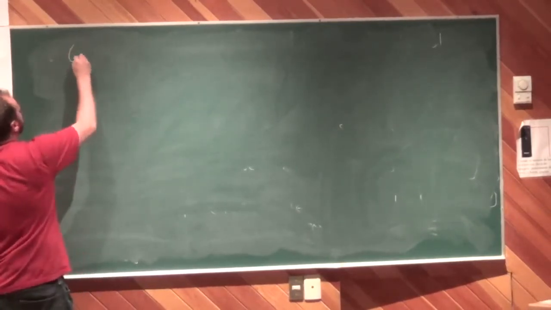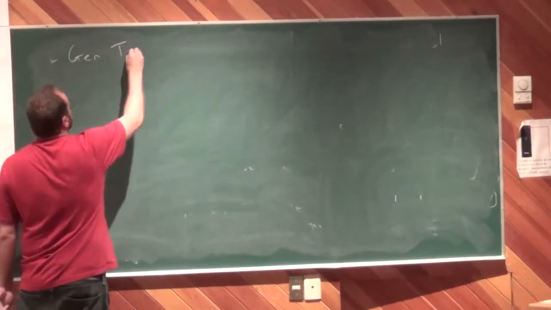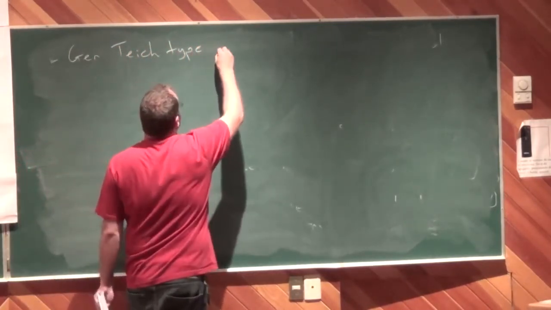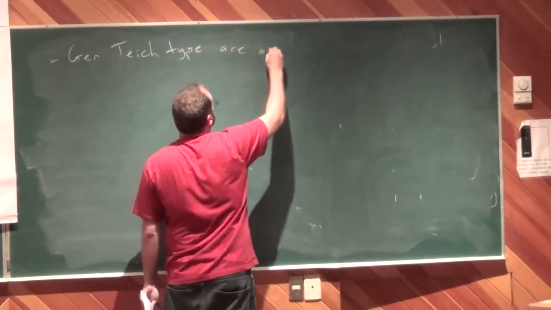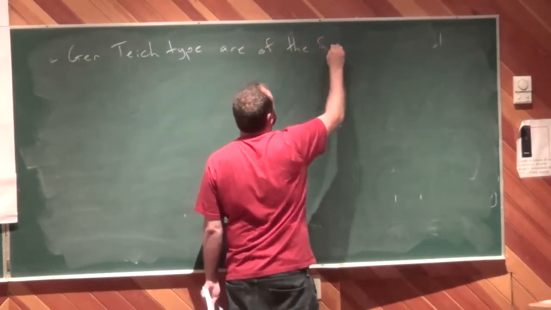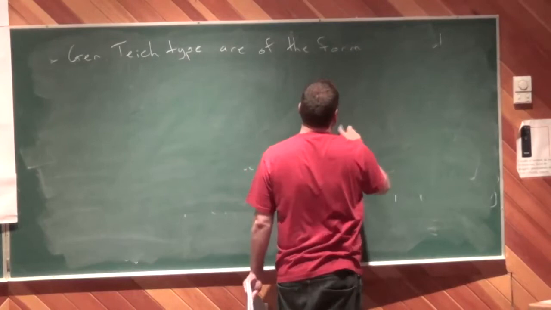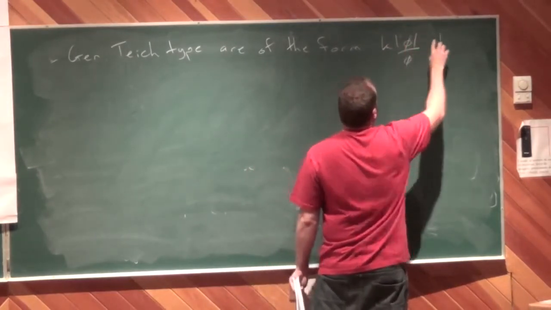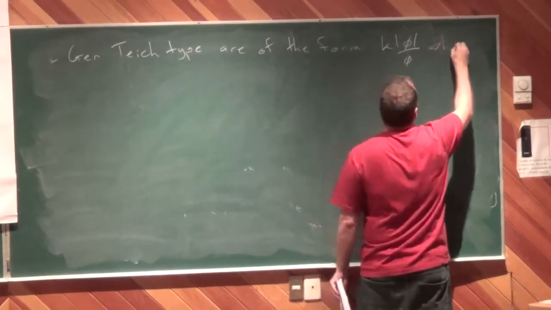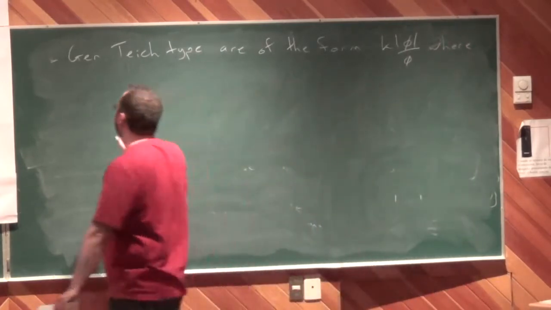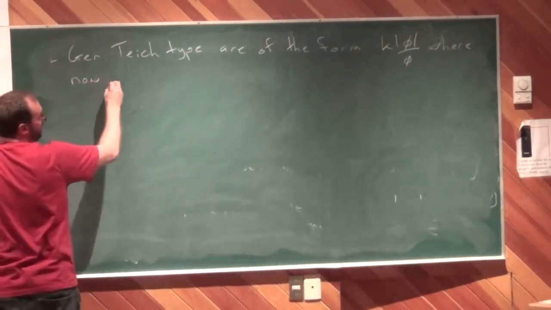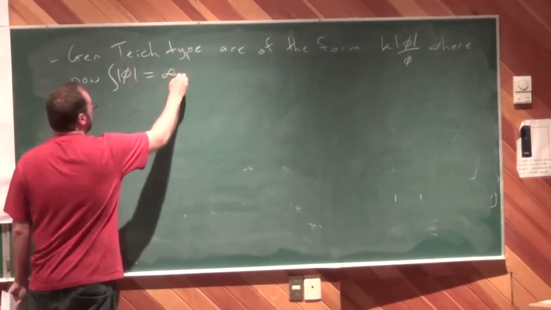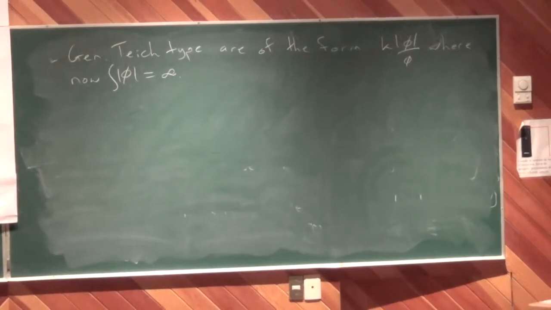Okay, generalized Teichmüller type are of the form k |phi| over phi, where now phi, or the integral over |phi|, may be infinite.